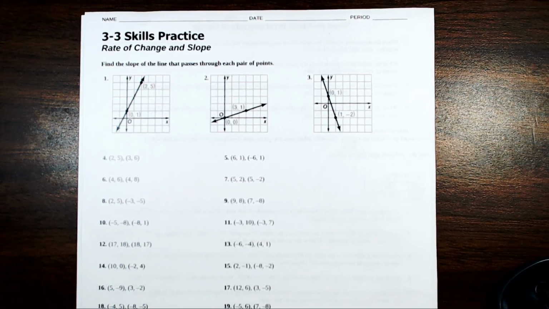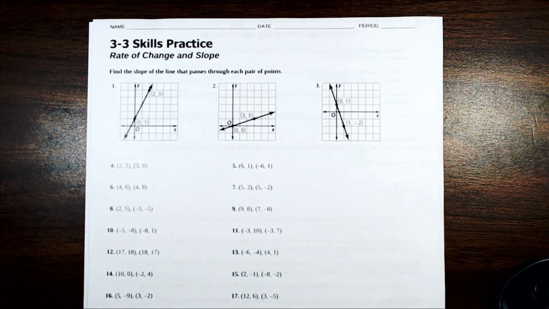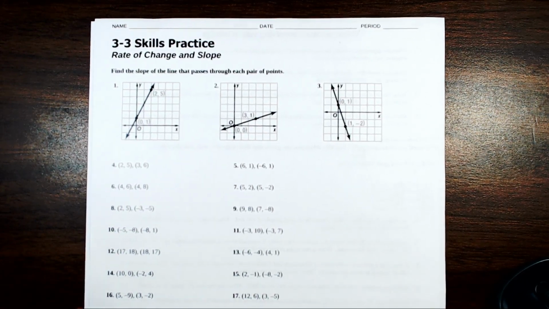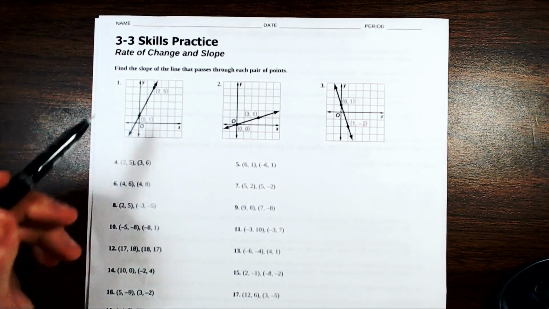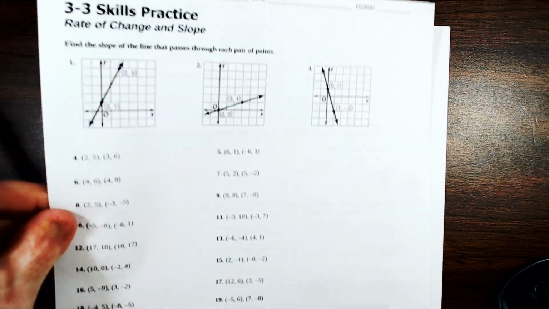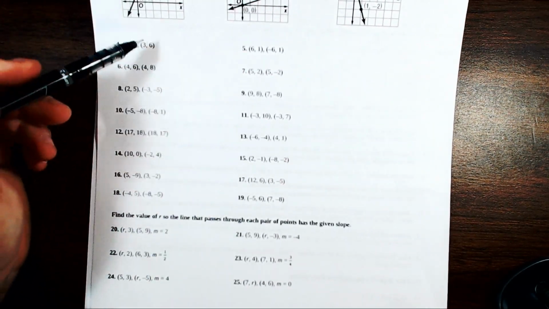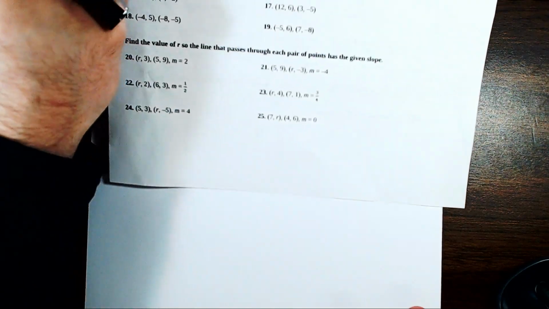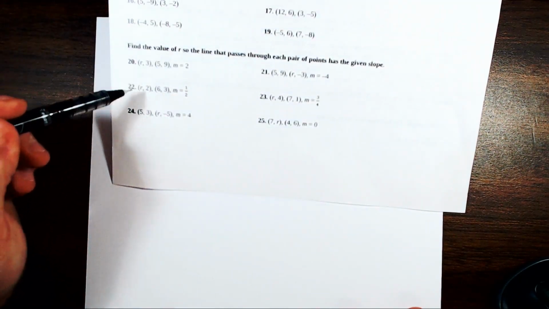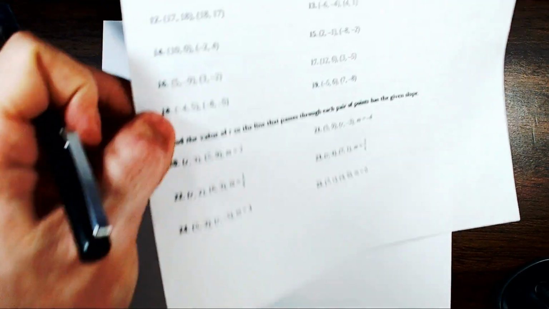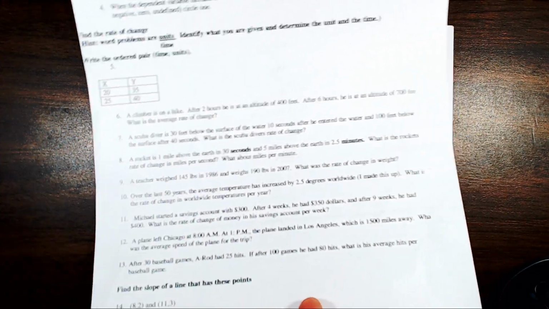Alright, algebra students, this is the 3-3 skills practice for rate of change and slope, and I thought I would just show you how we compute each type of problem. You've got basically this type here where they show you a graph, this type here where they show you coordinates. Down here you have to solve for one of the coordinates when you're given the slope, and then on the back you have word problems.